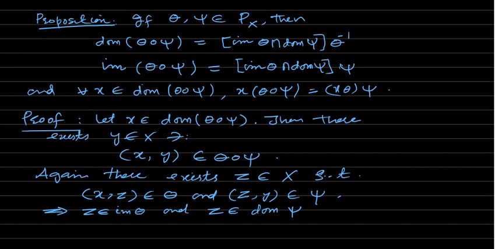Okay, so I will erase this page. Keep your video on. Okay, that means z belongs to the intersection of image of theta and domain of psi, which implies z belongs to image of theta intersection domain of psi.